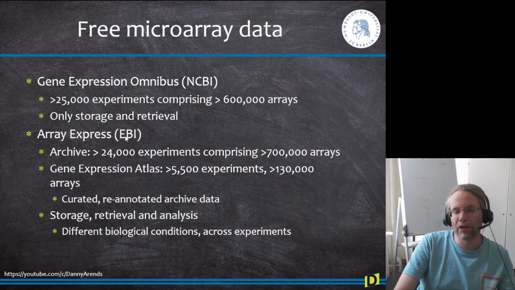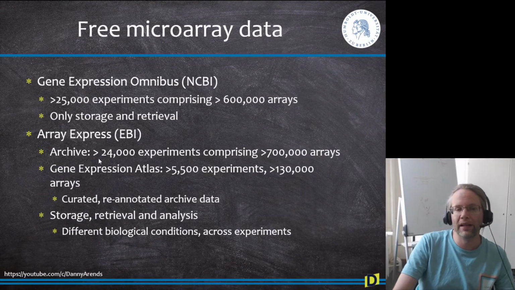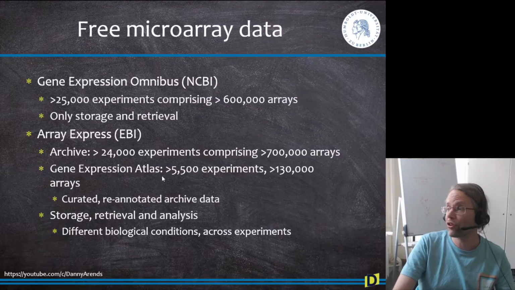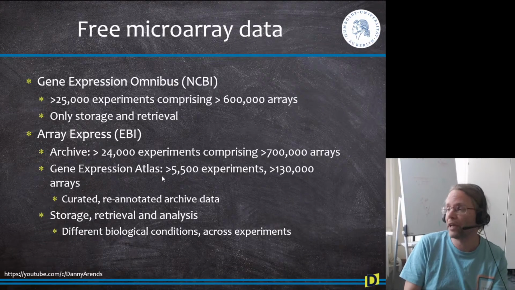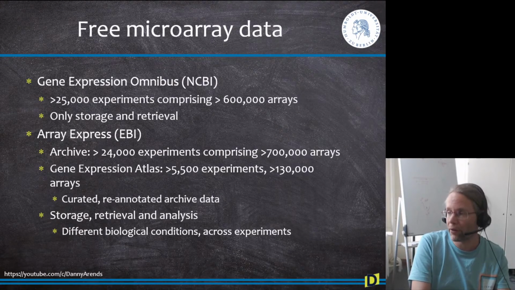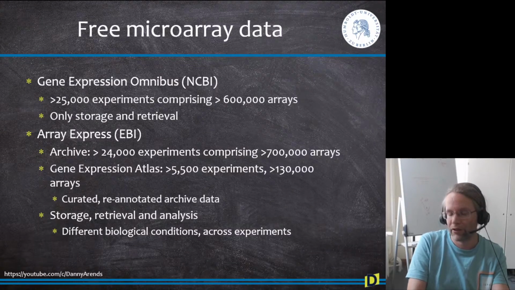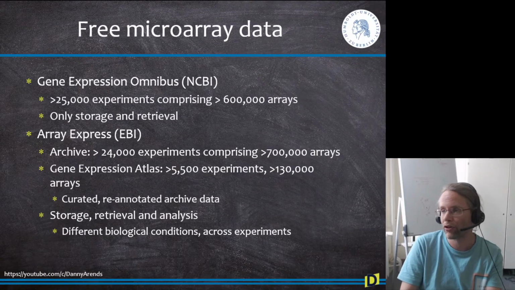You have Array Express, which is similar to the Gene Expression Omnibus. They have slightly fewer experiments, they have more arrays, but the nice thing about Array Express is that they have the Gene Expression Atlas. This is a subset of their data which is manually curated and re-annotated. So they looked at the data and made sure that the microarray is really done on the tissue that the scientist said that it was, right?